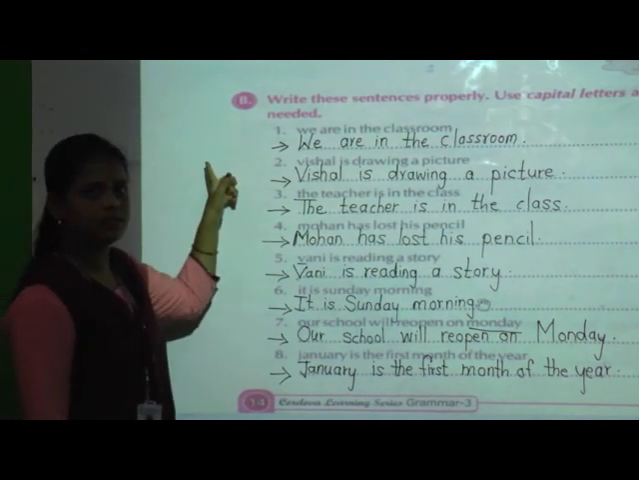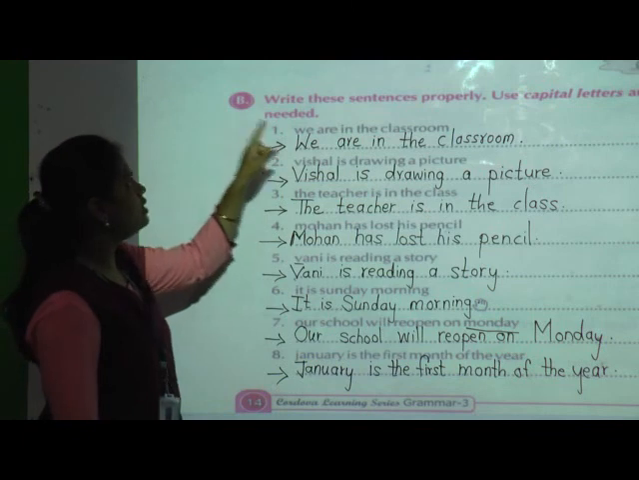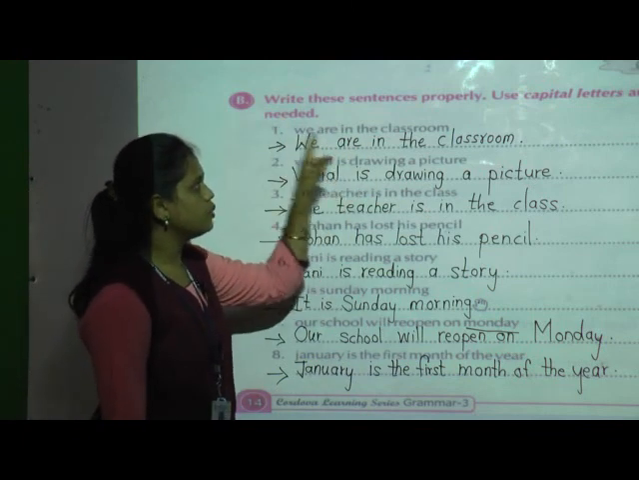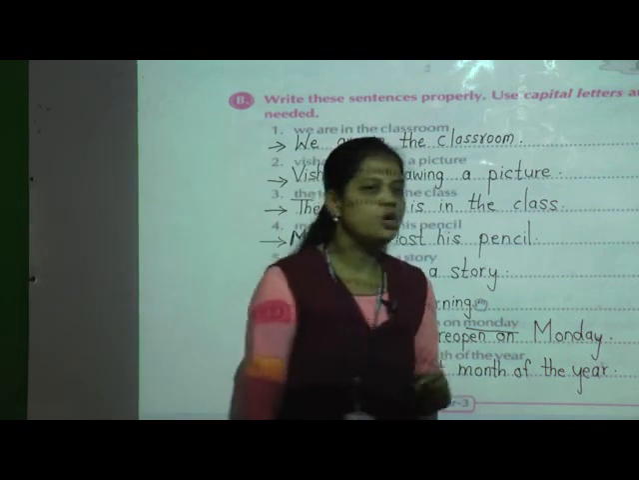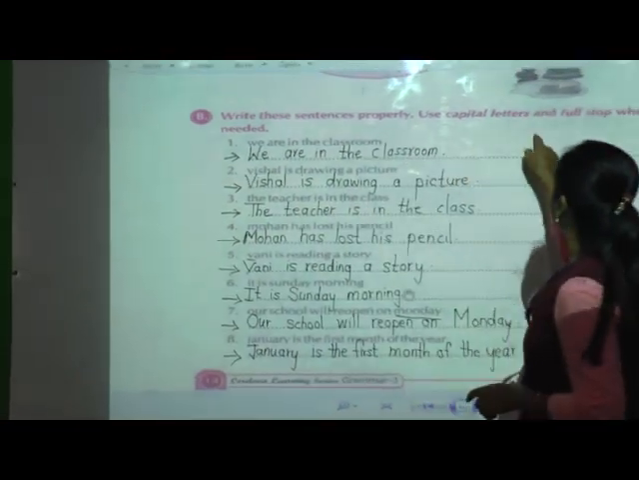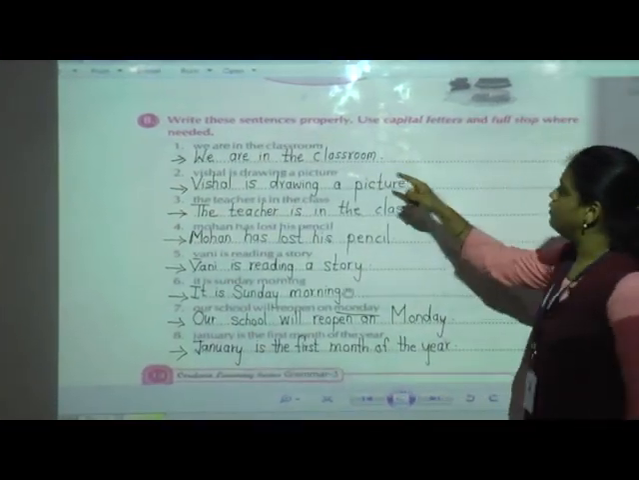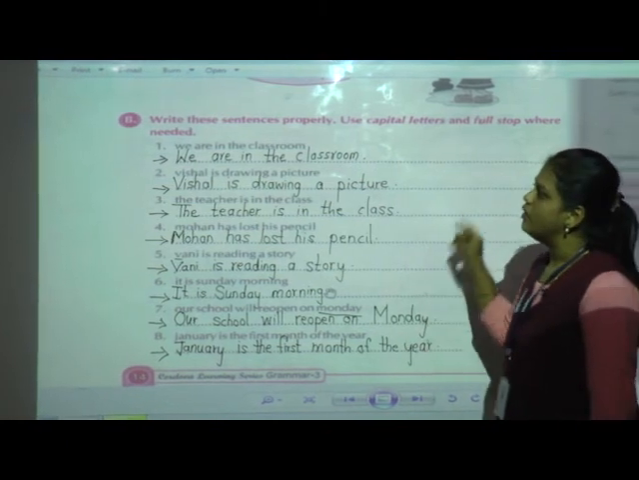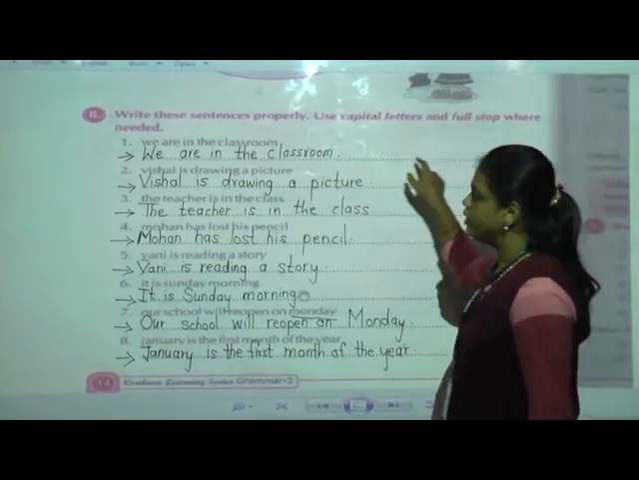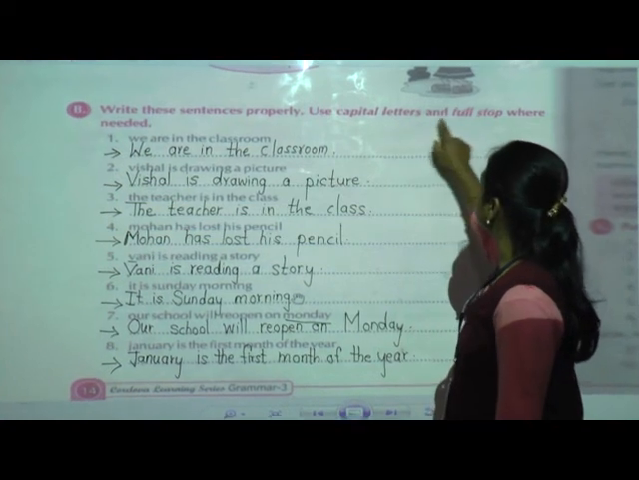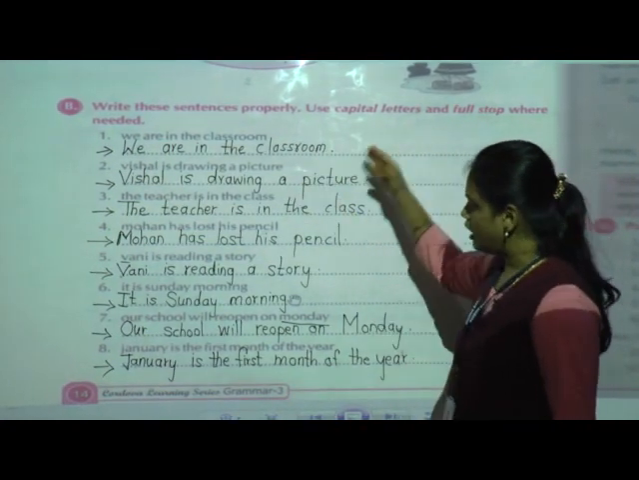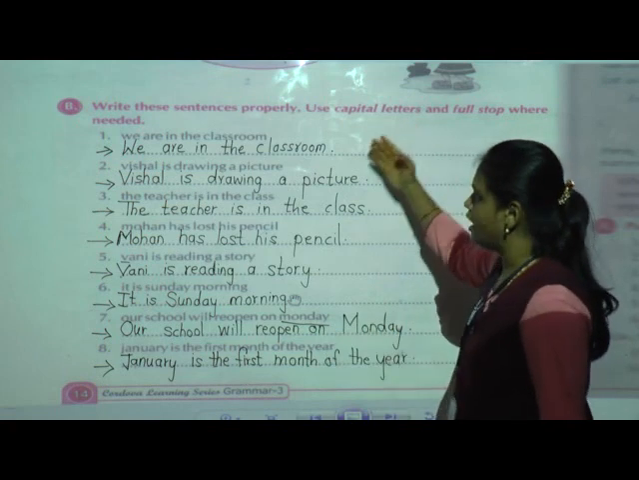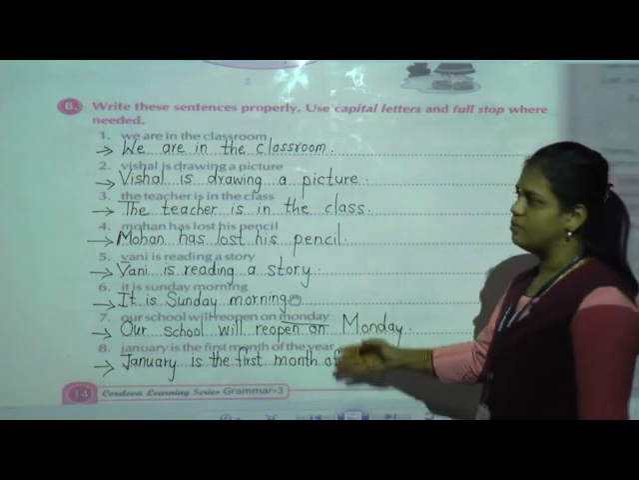Now the question once again I am going to read here. Write this sentence properly. Whatever sentence is given, we have to write this sentence properly. Now use capital letters and full stop where needed. Okay. While forming the sentence, what we have to do? We have to use the capital letters and full stop where needed. So one by one, with the help of this rule, I have solved the examples.